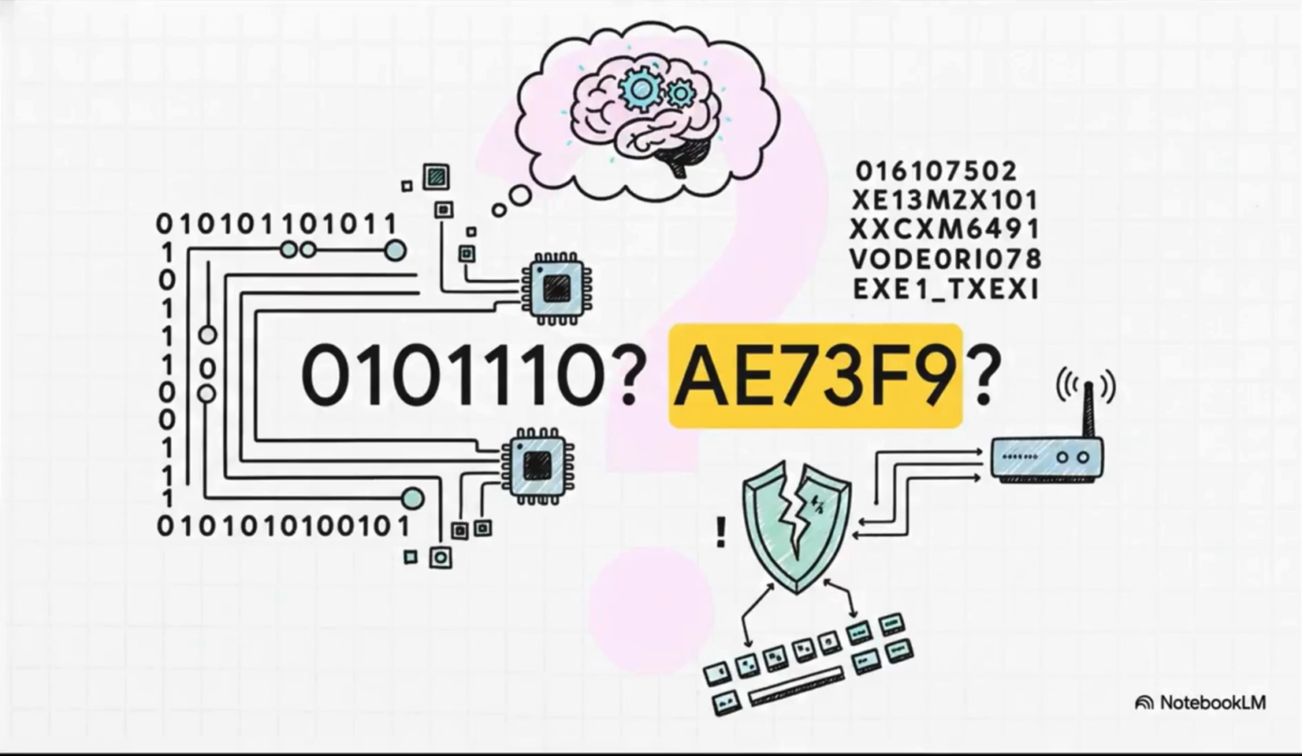So, have you ever seen a string of numbers like this? Maybe it popped up in an error message, or you saw it on the back of your router, and you just thought, what on earth am I even looking at? It looks like a secret code, right? Well, it is. It's a language. And believe it or not, you're about to learn how to read it.